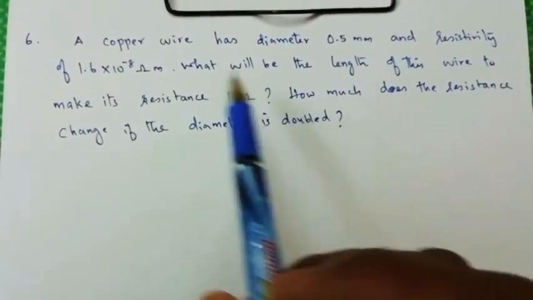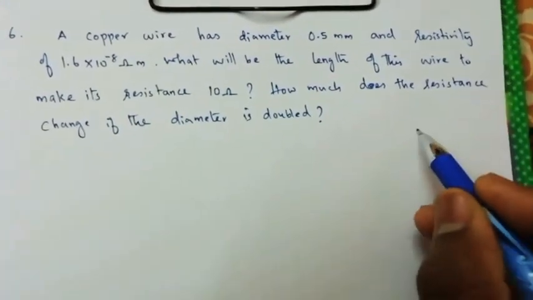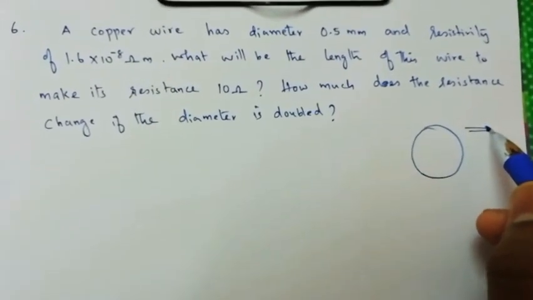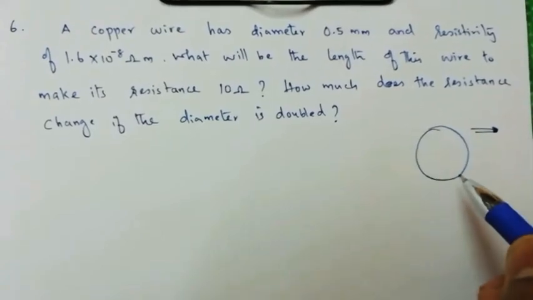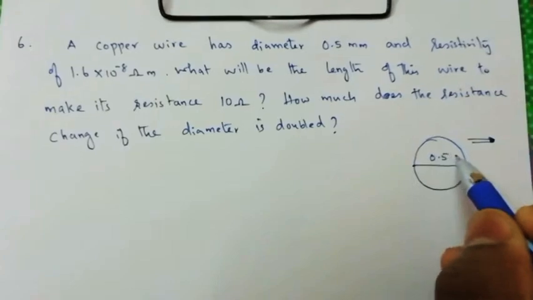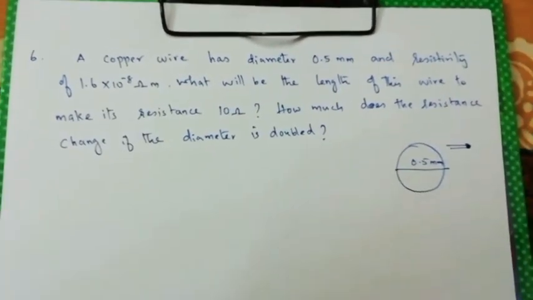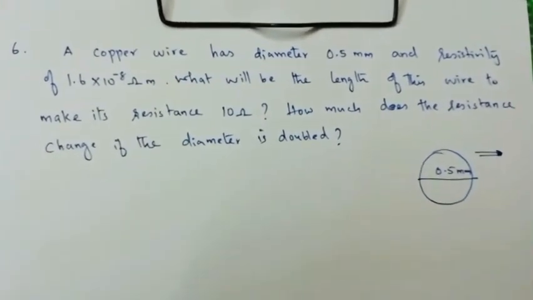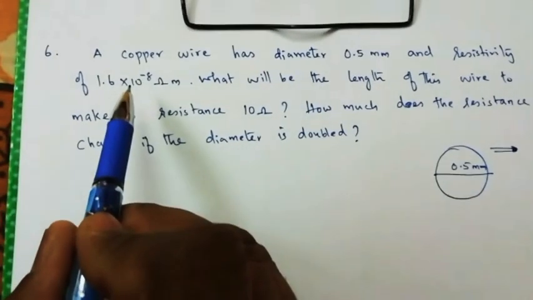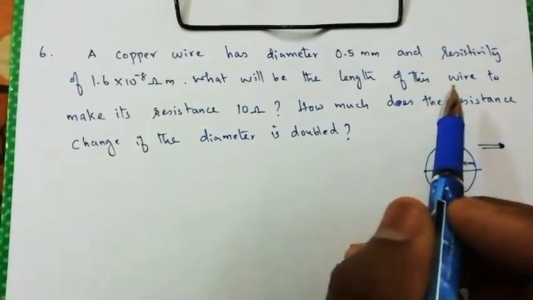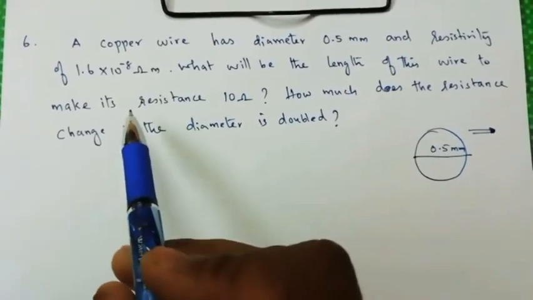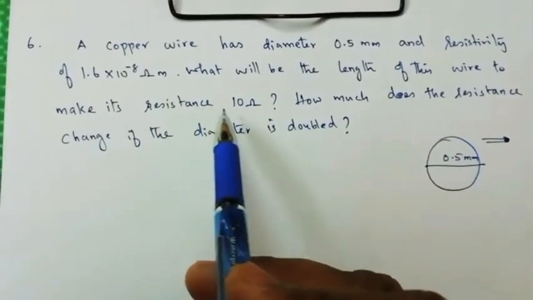One is the copper wire has a diameter. So this is a copper wire. If you think, it is a wire actually, and I've drawn this part a little big. The diameter of that copper wire is 0.5 millimeter, okay, and the resistivity is also given. The resistivity is 1.6. What will be the length of the wire? So they didn't tell us the length of that wire to make its resistance 10 ohm.